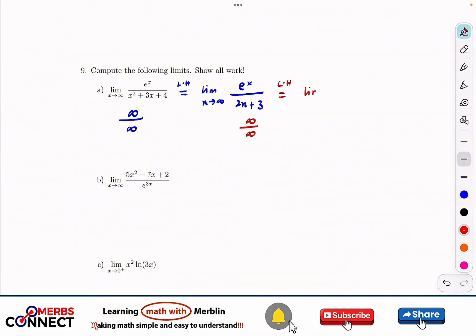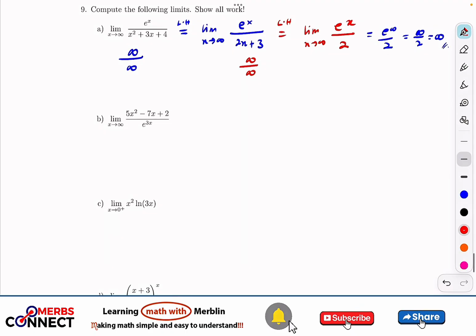And then we have the limit as x approaches infinity of e to the power x. When I differentiate 2x plus 3, I get 2. Now plug in infinity again, and this is going to be e to the power infinity divided by 2, which is infinity over 2, and this is infinity. So we are done here. So we are going to get infinity here.